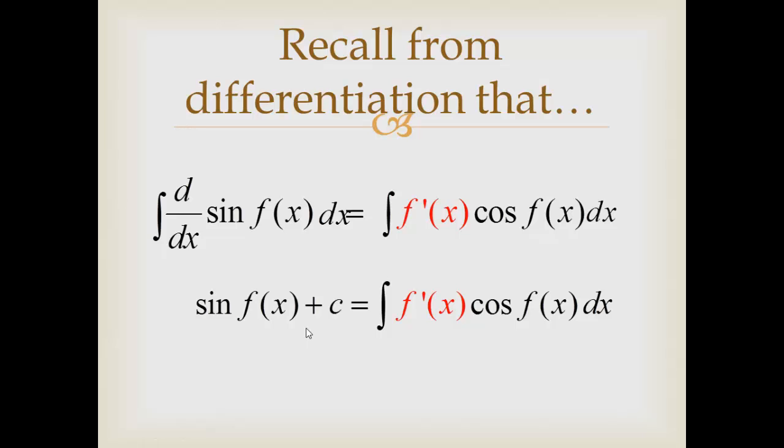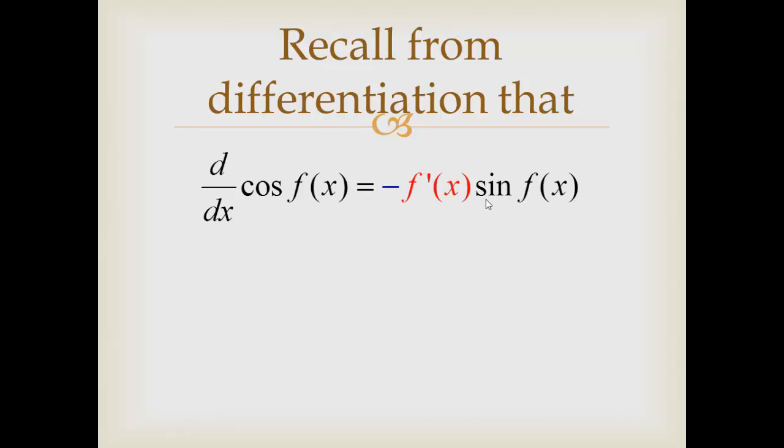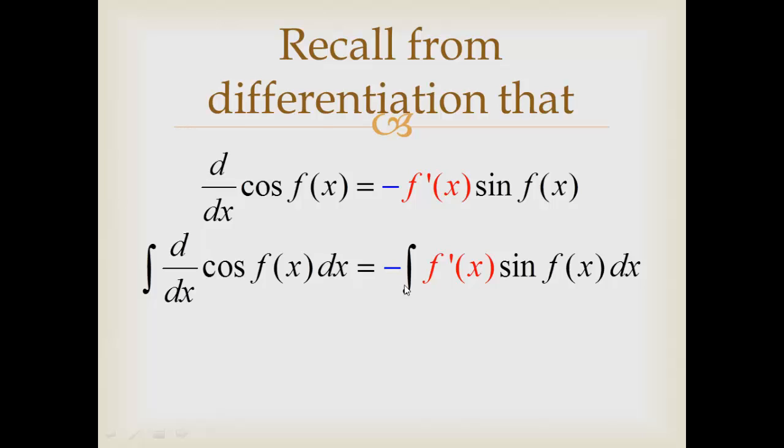Now we will do the same steps for the differentiation of cosine. We recall that the differentiation of cosine f(x) is minus sine f(x) with the differential found in front. So again, to derive the integration rules, we'll integrate both sides with respect to x. So the integration of sine f(x) is found to be negative cosine f(x), because on the left hand side the integration cancels the differentiation and the dx gets cancelled out.